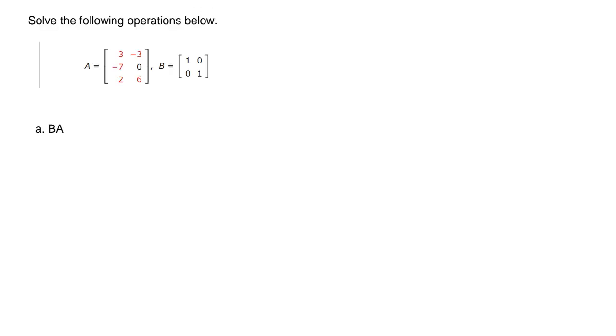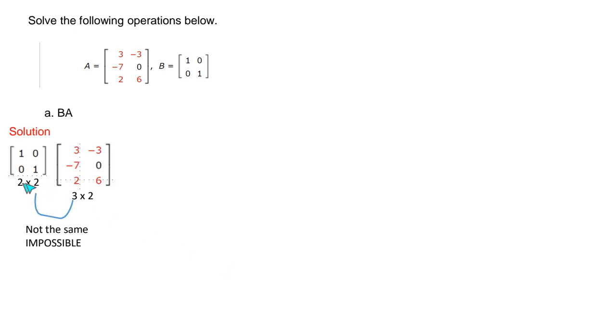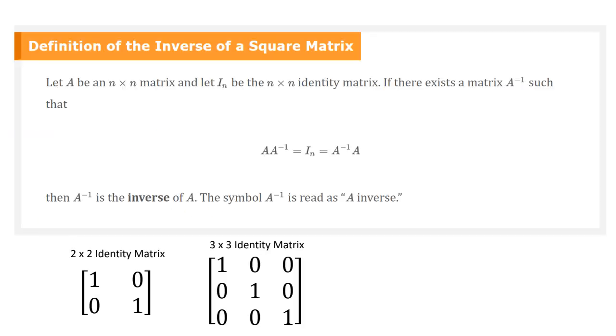Okay, so it says solve the following operations. Can we multiply B times A? Well, B is a 2 by 2, A is 3 by 2. Notice that the inside numbers are not the same. So we say that this is impossible. And if you try to put this in your calculator, you'll get an error message. Okay, so that was multiplying.